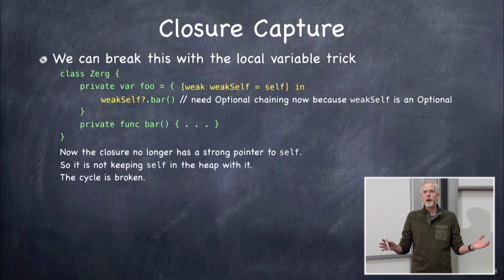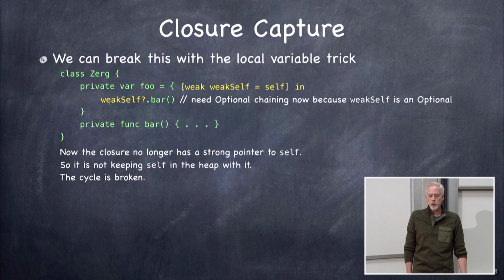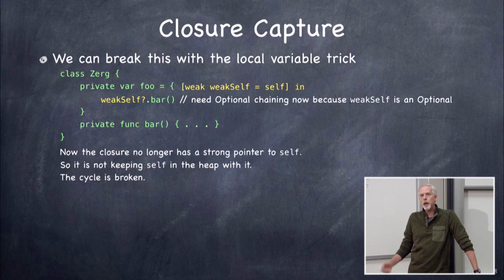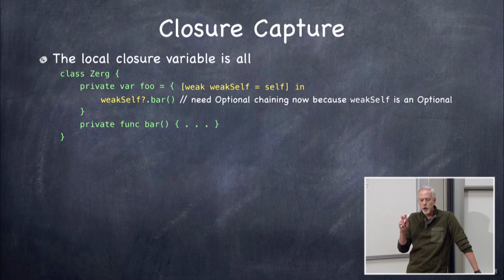Do you agree? Right? The only pointer it has, and the only thing that's even used inside that closure is weak self. And we know that's weak. Can't keep something in the heap. Now, unfortunately, it's an optional, so I have to optional chain it, but I've broken the cycle. So this is how we break these cycles, using weak little local variables in our closure.